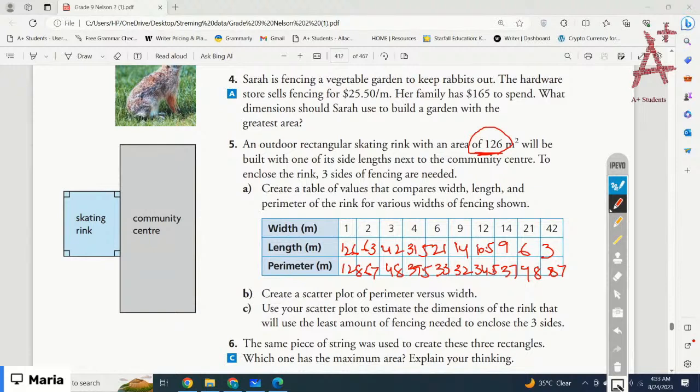Okay, use a scatter plot. Okay, you have to make a scatter plot of the values, right?